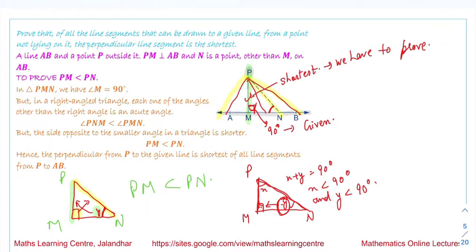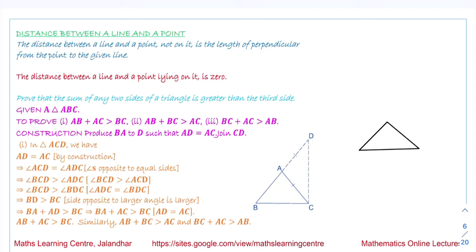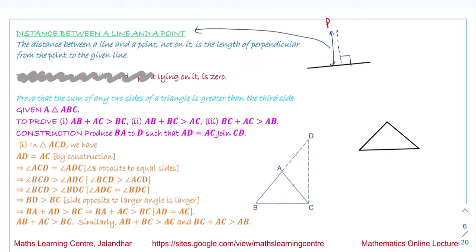Now the next definition we have already seen in our previous lectures also, the distance between a point and a line. A line is given to us and a point is given to us. If we want to find the distance between these two, we draw a perpendicular from this point to this line, and the length of this perpendicular is the distance between the point and the line. And if the distance between a line and a point is 0, it means that the point is lying on that line, or if a point is lying on the line, then the distance between them is 0.